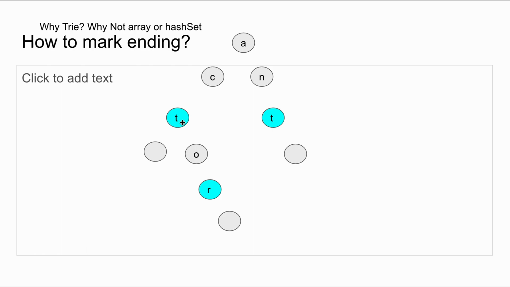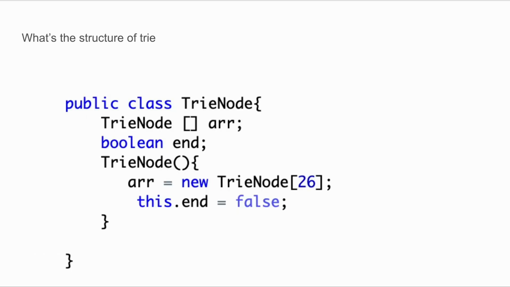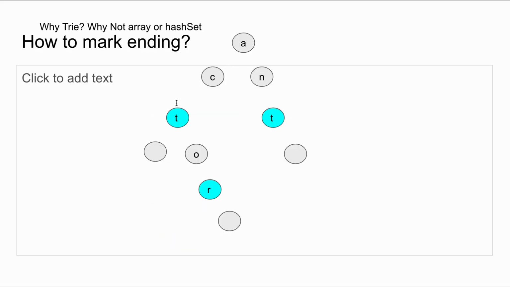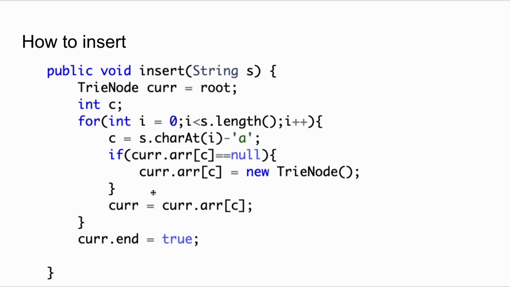But for the next word, that is, we want to insert ACTOR, what will we be doing? We will be doing the same thing, but if you look here, until T we will not find anything that is null, because A is there, C is there, T is there. But once you go for the next letter, you will be creating a new trie node for O and R. So that is what you will be doing, and that is how you insert.